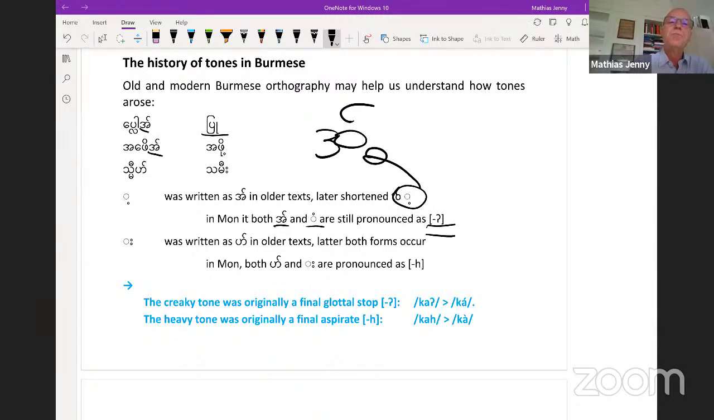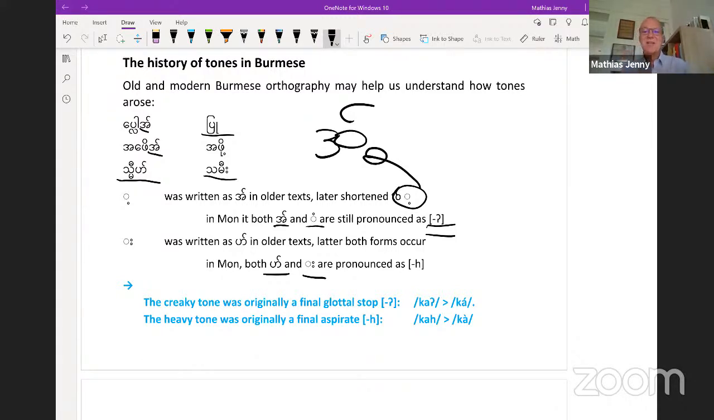So bu in Old Burmese was probably pronounced as blo, with a real glottal stop at the end. And dami, the daughter, you can see in Old Burmese, is spelled with final h. Now again, in Mon, both Old Mon and Modern Mon, final h and visarga are pronounced as final h.